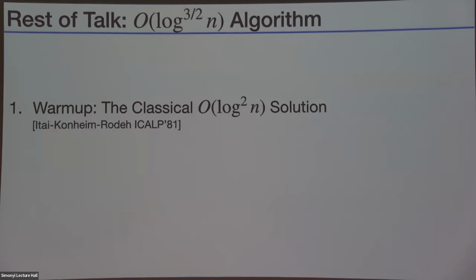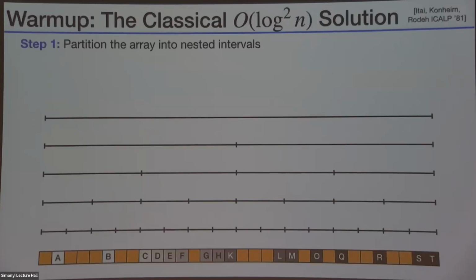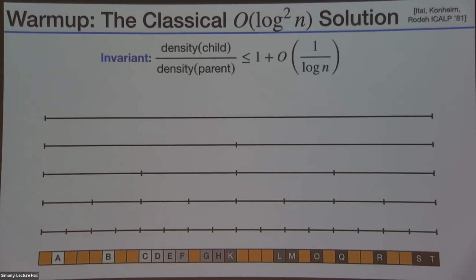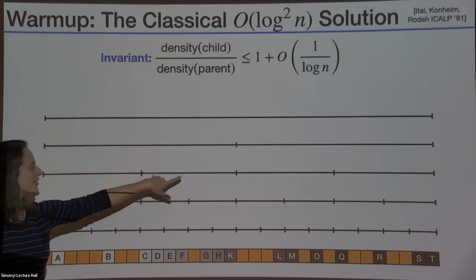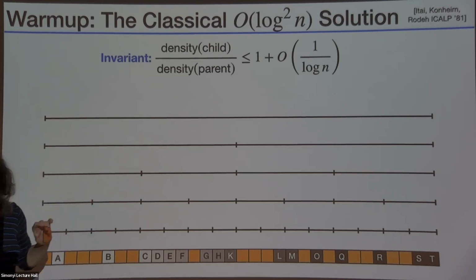Okay, so the classical algorithm works in the following way. What they first do is partition the array into nested intervals. This top interval represents the entire array. The next level is split into 2, and then we have 4 intervals, and so on. And they maintain a particular invariant about these intervals. It's an invariant about the density of a child interval with respect to its parent interval.